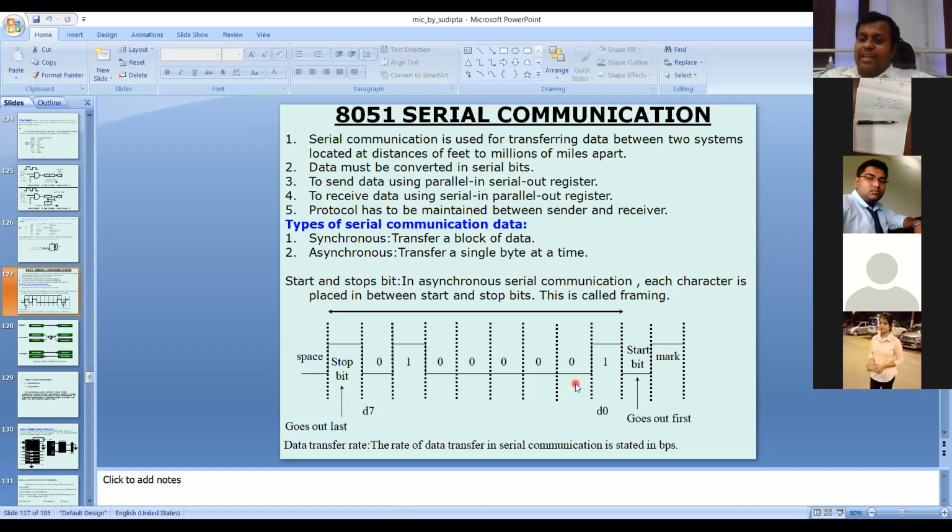So that's why in serial communication, there are two types. One is called synchronous serial communication, another is called asynchronous serial communication. Synchronous serial communication means, say you are the receiver and I am the transmitter. Receiver and transmitter have the same speed. Then it's called synchronous communication. Is it clear?